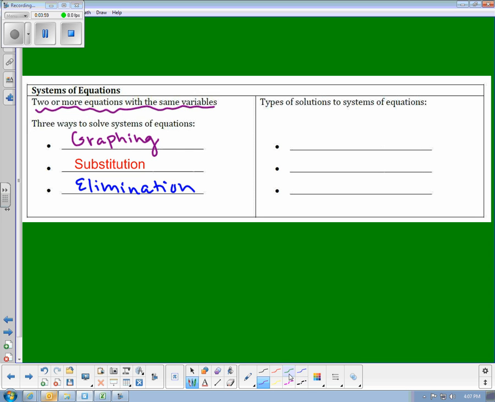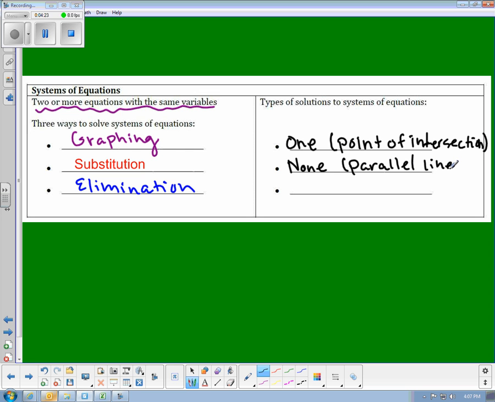We have three different types of solutions that we can see for these as well. One type of solution that we can see for these systems is having one solution. And that's like what we just saw, where there's a point of intersection on the graph. Then another type of solution is none. Sometimes systems have no solutions. That happens when we're given parallel lines, or in other words, lines with the same slope, because they'll never intersect, so there's no point of intersection, so no solution.